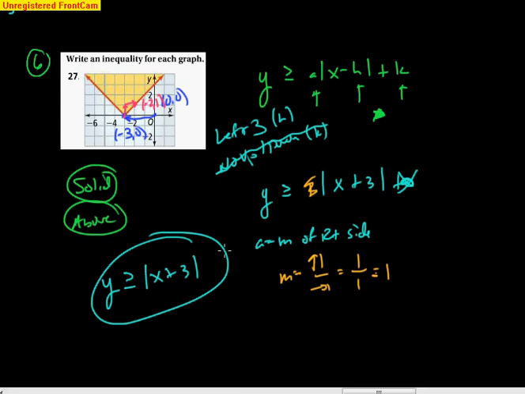So make sure you can start with this equation. Right? You need to know that inequality, that general form.